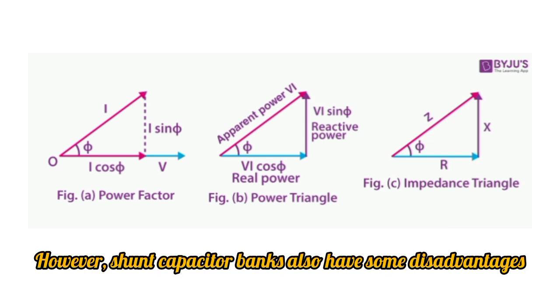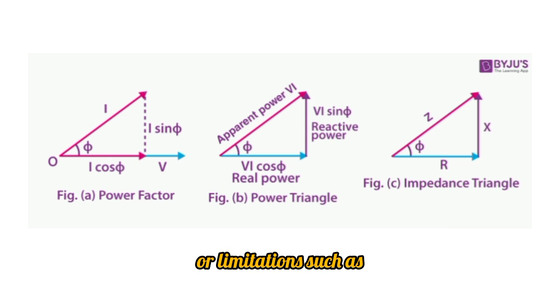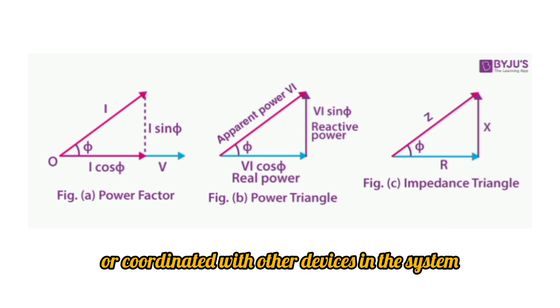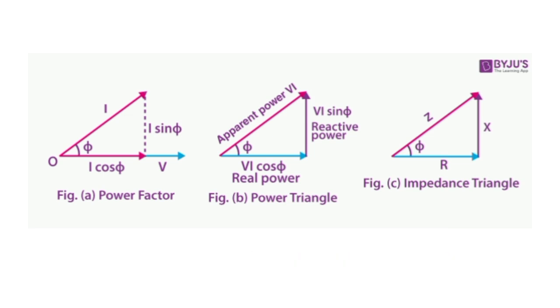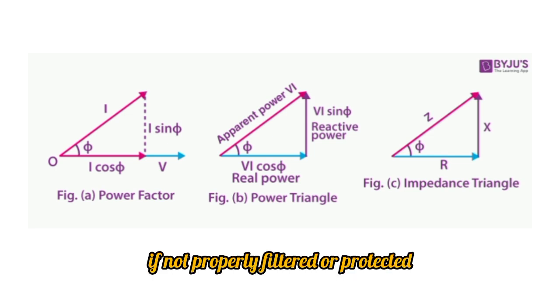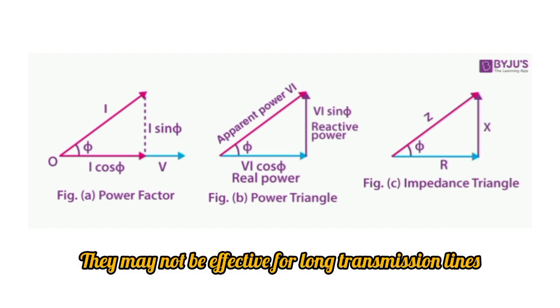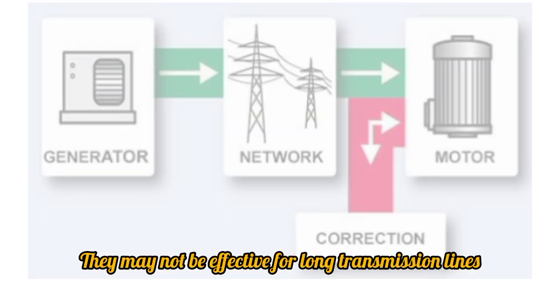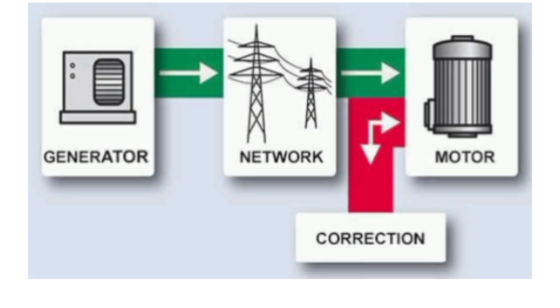However, shunt capacitor banks also have some disadvantages or limitations, such as they may cause overvoltage or resonance problems if not properly designed or coordinated with other devices in the system. They may introduce harmonics or distortions into the system if not properly filtered or protected. They may not be effective for long transmission lines or distributed loads.